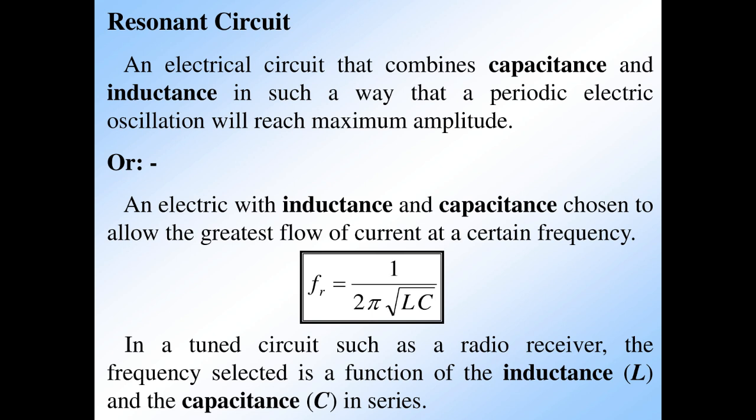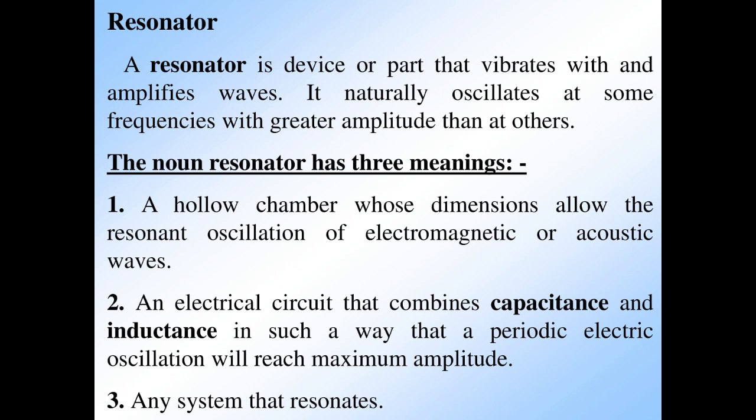Fr is equal to 1 over 2 pi multiplied by the square root of LC. In a tuned circuit such as a radio receiver, the frequency selected is a function of the inductance L and the capacitance C in series. What about the resonator? A resonator is a device or part that vibrates with and amplifies waves. It naturally oscillates at some frequencies with greater amplitude than at others.